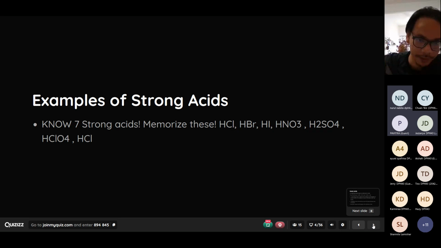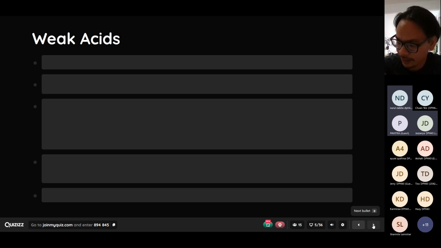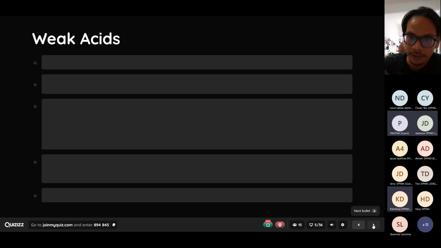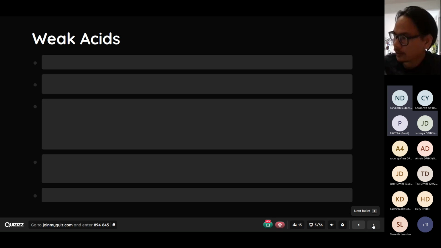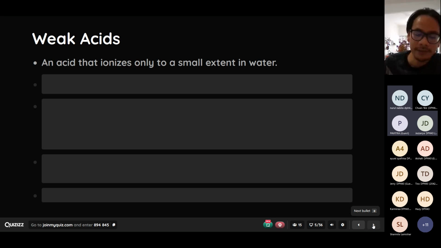Tapi ada banyak lagi asid yang lain. Ada banyak lagi strong acid yang lain. So how do you identify that? Kamu kena tahu whether it ionizes completely ataupun tidak. Ada cara dia. There's a mathematical equation, a mathematical sense of this definition. But for now, just focus on these. Maybe kalau kamu sambung study in your degree nanti, kita boleh tengok that mathematical part of the equation. Kita boleh calculate whether acid itu adalah strong ataupun weak. Quantify it. Weak acid pula adalah an acid, a substance that ionizes only partially.